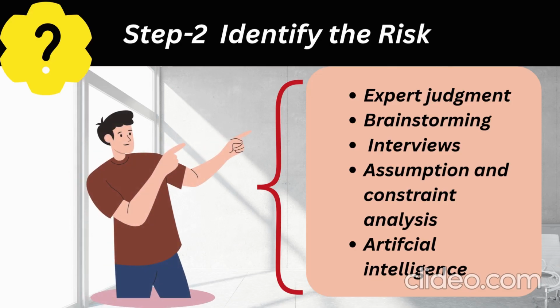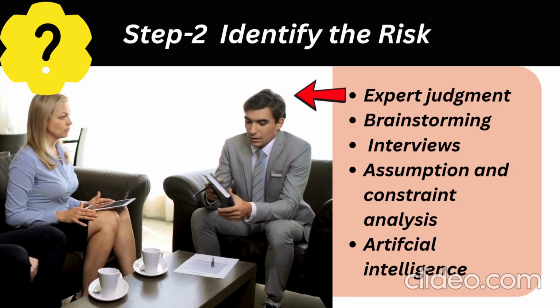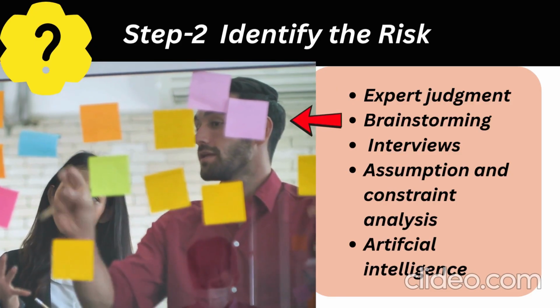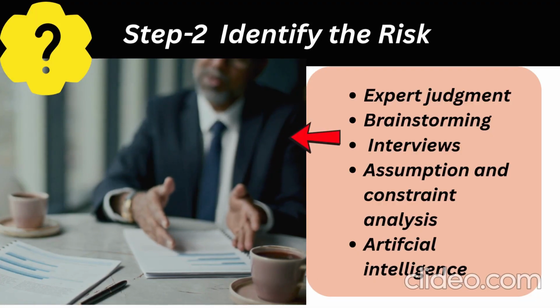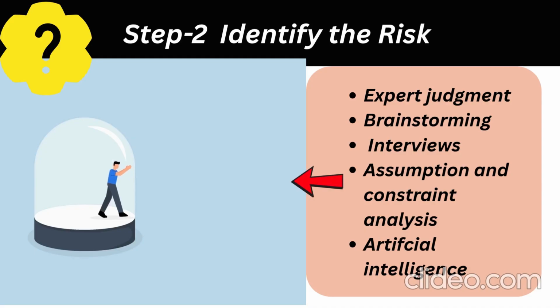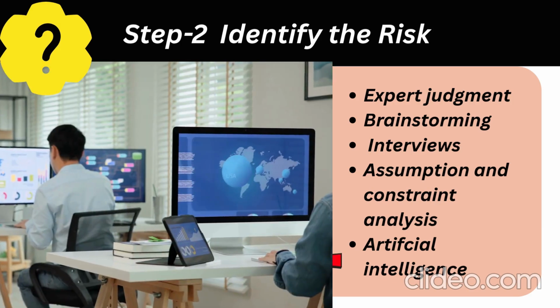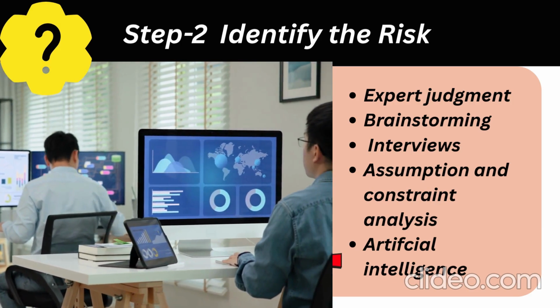So apart from SWOT and the prompt list, you can use various other techniques, like I told you previously. Here I have given a list of some common techniques which can be used, like taking expert advice, that is expert judgment. You can do brainstorming, sit with your team, discuss, and do one-to-one interviews with the experts. You can also go through the assumptions and constraints in the project, because constraints or hurdles can give you an idea of what the risks in the project are. And lastly, you can also use artificial intelligence.